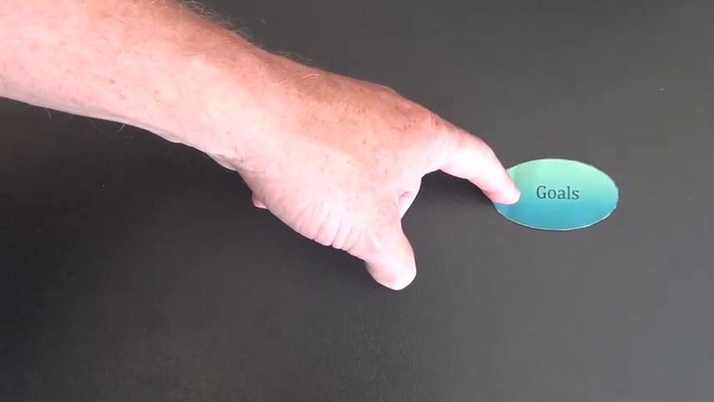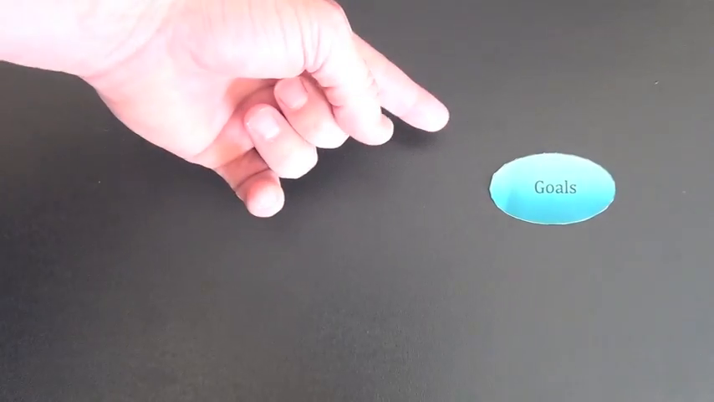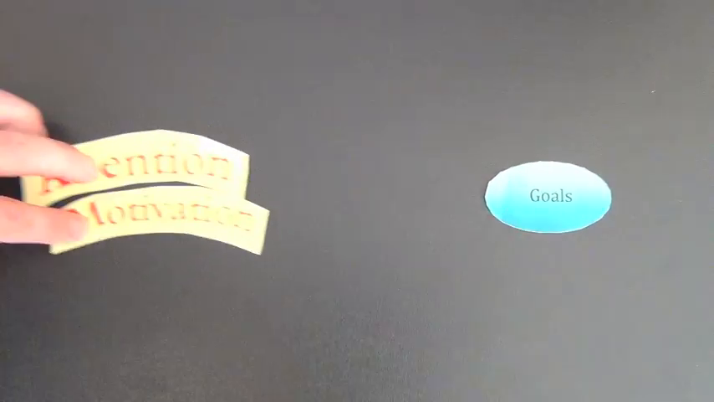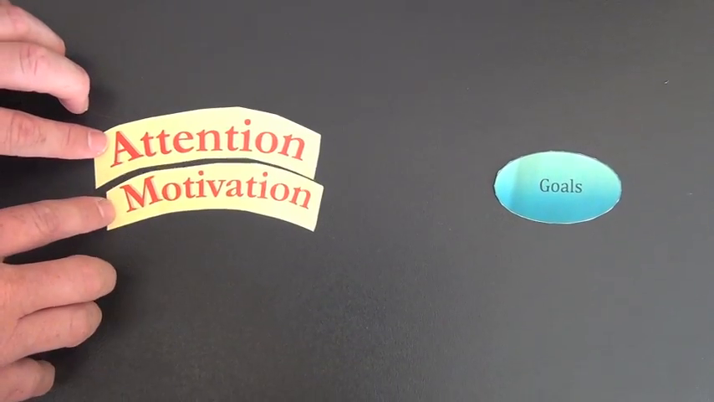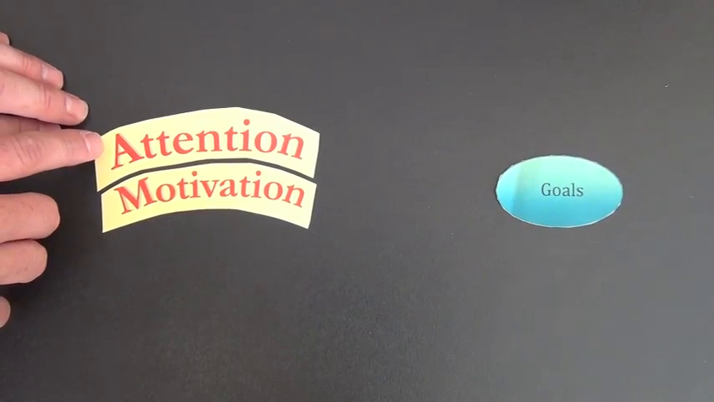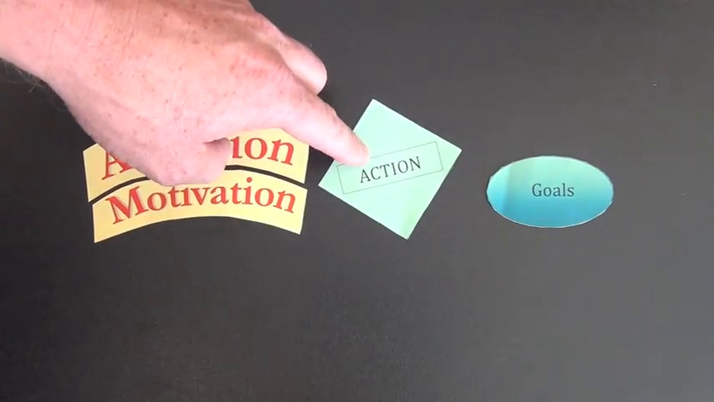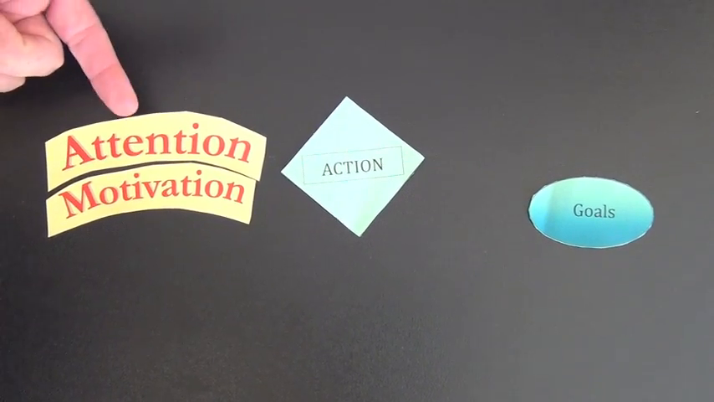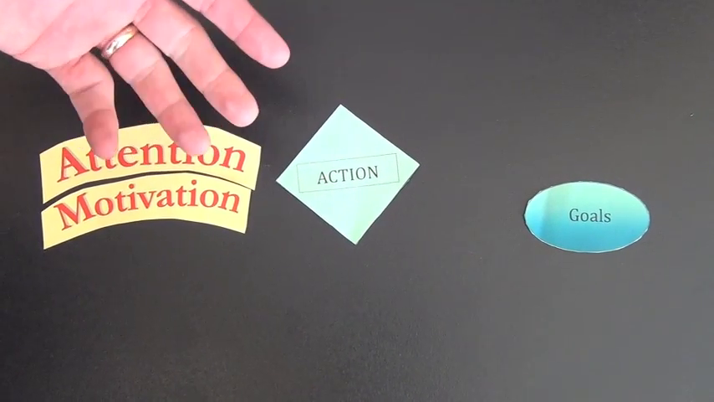We're going to do a mind map to learn about how we make a memory. In mind mapping, you always start with a goal, something you're trying to learn. That can be procedural, it can be content information, and then you need to have motivation and attention. Motivation allows you to pay attention, and that enables you to do an action. In this case, we're physically manipulating the papers, and that's our action.